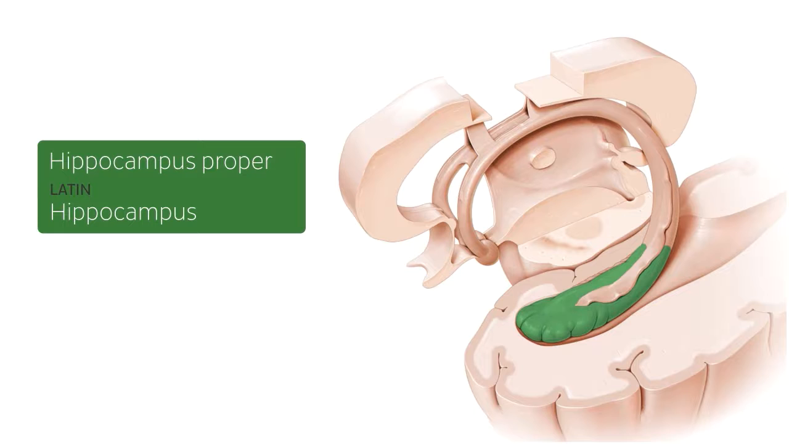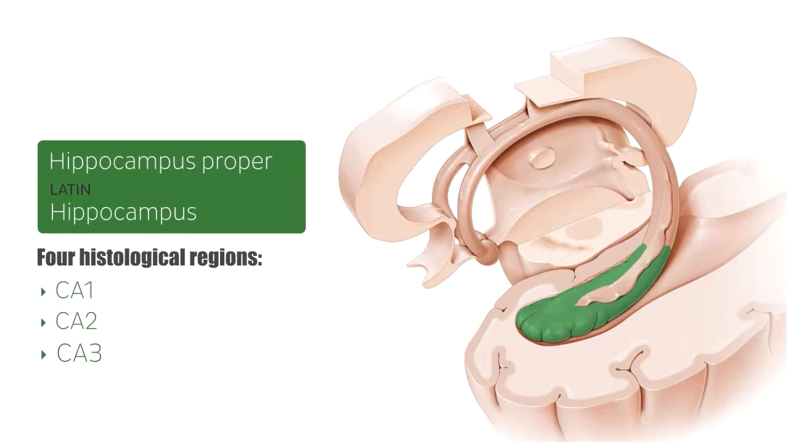The hippocampus proper is also important histologically, where it can be divided into four regions: CA1, CA2, CA3, and CA4, the CA standing for cornu ammonis. These divisions have relevance to the connections of the hippocampus.